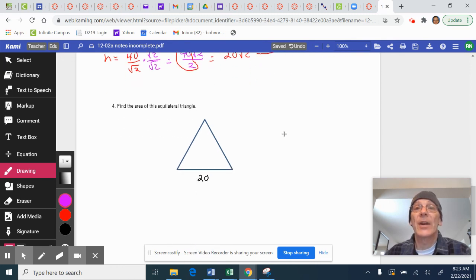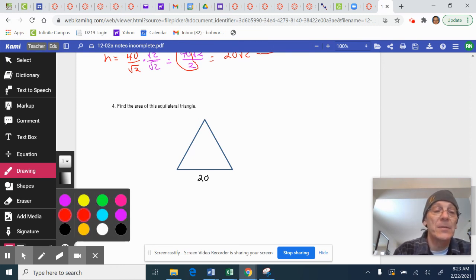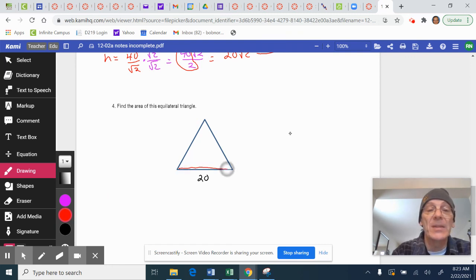And then you're going to have to do this also. Find the area of this equilateral triangle. Okay. I give you one side length. Right? So that 20, that could be the base. Base times height. 1/2 times 20, but then we're going to have to find the height.